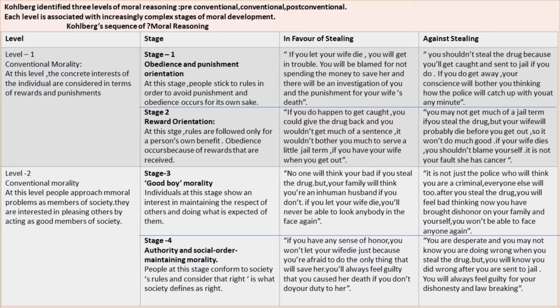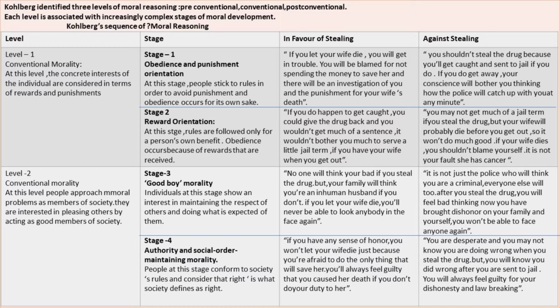Kohlberg has described three levels of moral development as shown in the following chart. Level 1, pre-conventional morality. At this level, the concrete interests of the individual are considered in terms of rewards and punishments. Stage 1, obedience and punishment orientation. At this stage, people stick to rules in order to avoid punishment, and obedience occurs for its own sake.